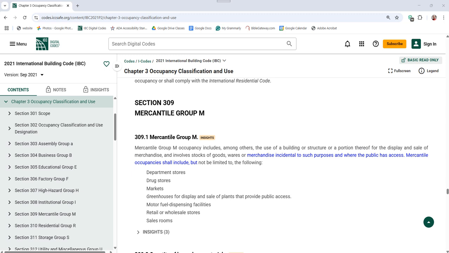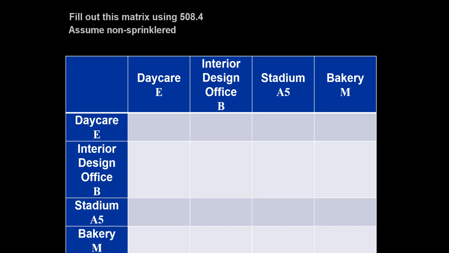If it's a big factory type bakery, chunking out a lot of things that will go out to the smaller shops, right? Or is it a small shop where they do the bakery right there, they sell you the bakery product right there? So that's going to be group M. So now we have the chart laid out, and right away we put our letters in there so we know which is which. So we got the educational, the business, the A5 assembly, and the mercantile. And now we can look at the chart. Now we can look at 508.4 and take a look and see how they can relate with each other.